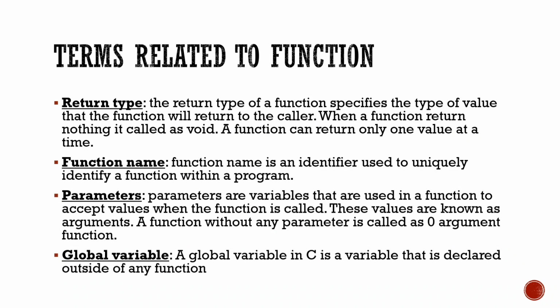Now we'll learn some terms which are related to the function. First, return type. When we write a function, it must return us something. A function must return one value or zero value when we call the function. Sometimes our function might not return any value. At that moment, it is called a void function.